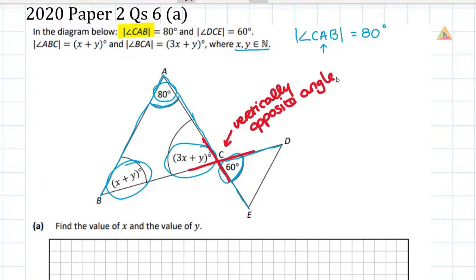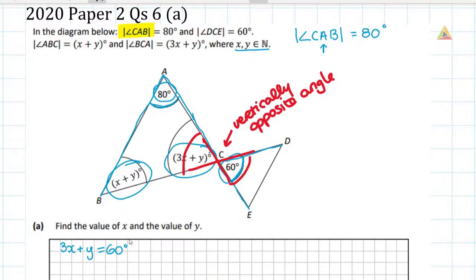So when I have my 2 lines crossing, this angle here is going to match this angle here. So that's the first piece of information that I'm able to spot in this diagram, that 3x plus y is equal to 60 degrees. Now I've made an equation and it has x's and y's in it. So I'm thinking down the lines of simultaneous equations.